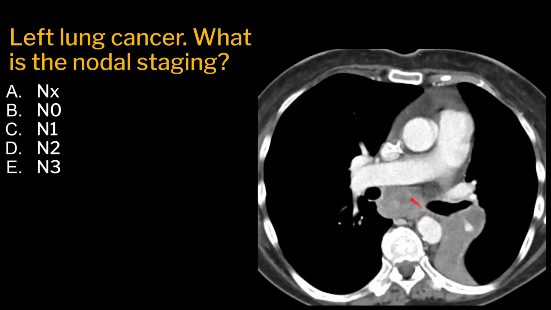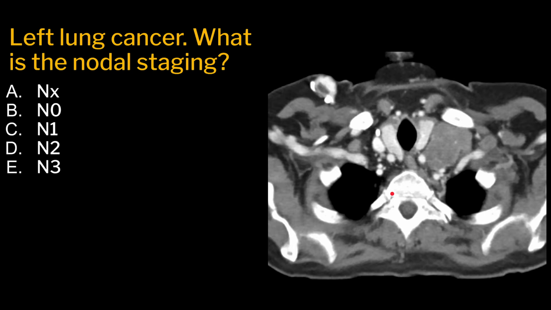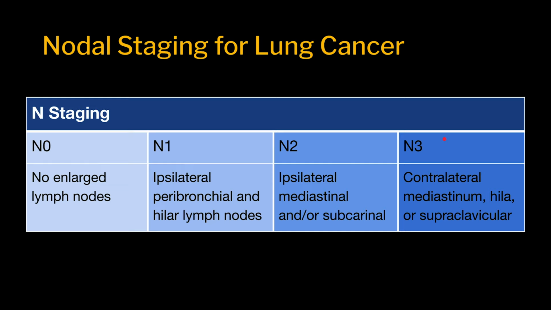And then the corollary question was this one, what is the nodal staging here? So we had a left lung cancer. What is the nodal staging for a left supraclavicular lymph node? And all you have to do is refer to your nodal staging for lung cancer. And so the subcarinal lymph node refers to an N2, whereas a supraclavicular lymph node refers to an N3.